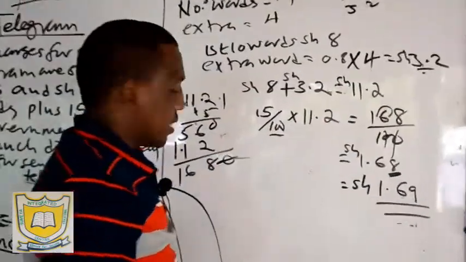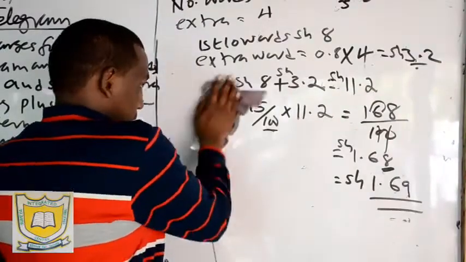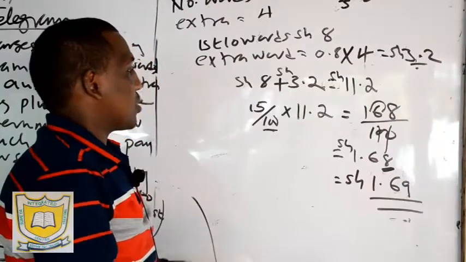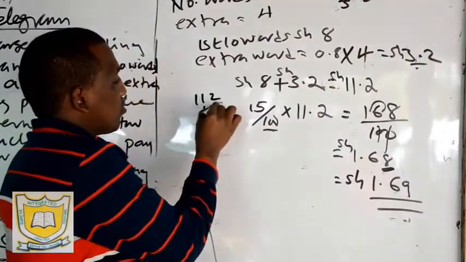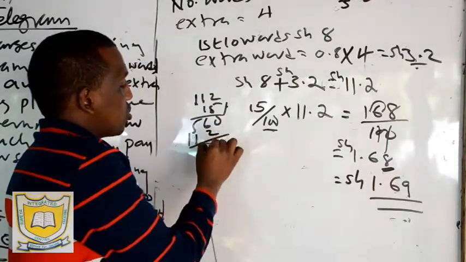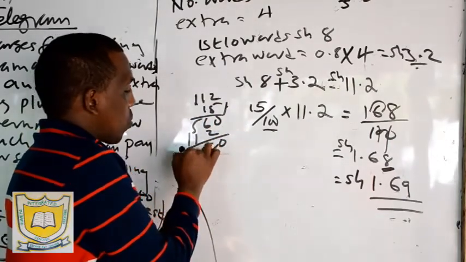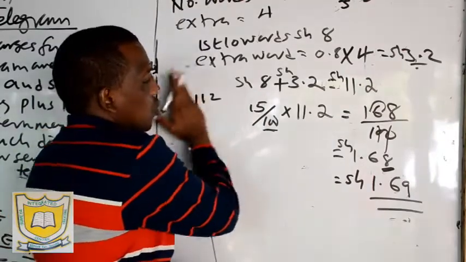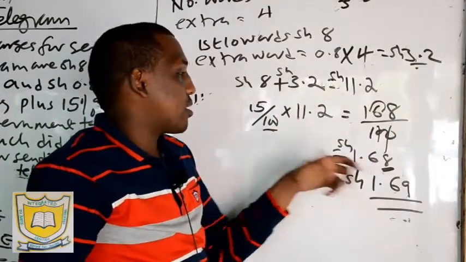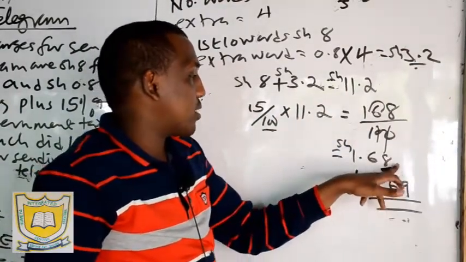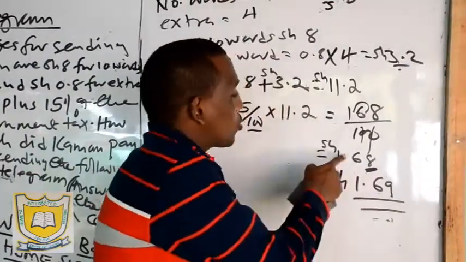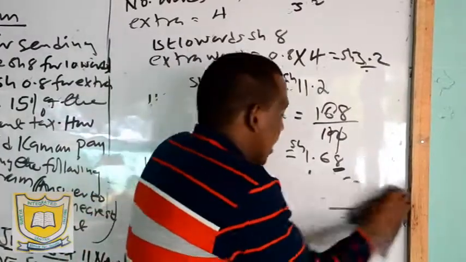15% tax was also charged. So we say 15 over 100 times 11.2. Then we multiply: 112 times 15, and the decimal point goes together. So you will get 168. Now divide by 100, you will get 1.68. Sorry, there was a problem. This is not the answer.